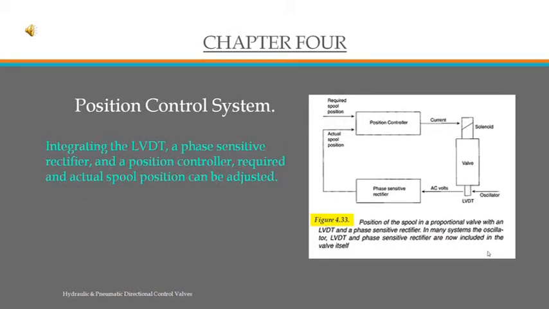Position control system. Using a LVDT, a phase-sensitive rectifier, and a position controller, the actual and required spool position can be achieved. Notice the valve has a solenoid and a linear voltage differential transformer. The LVDT sends a signal to the phase-sensitive rectifier, which tells the position controller what the actual spool position is. The user inputs a required spool position that also goes into the position controller, and based on that calculation applies current to the solenoid.